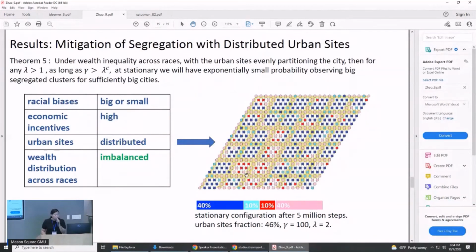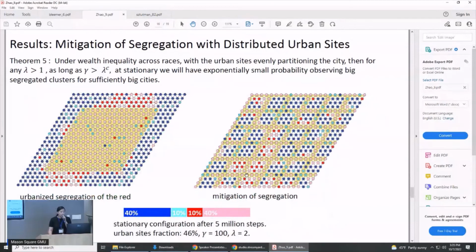How about now we distribute the urban sites? We find that in this case, even if wealth distribution across races is still very imbalanced, and even if racial biases are still very big, as long as the economic incentives are high enough to overcome the racial biases at stationarity, we would have exponentially small probability of observing big segregated clusters for sufficiently big cities.